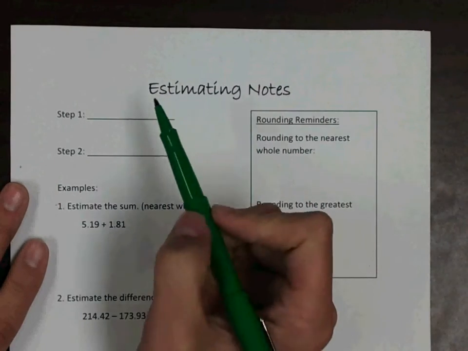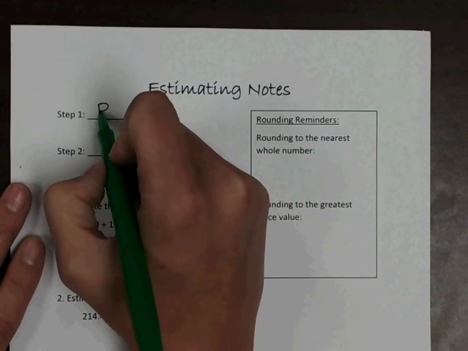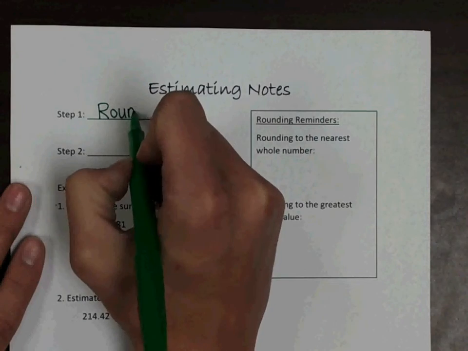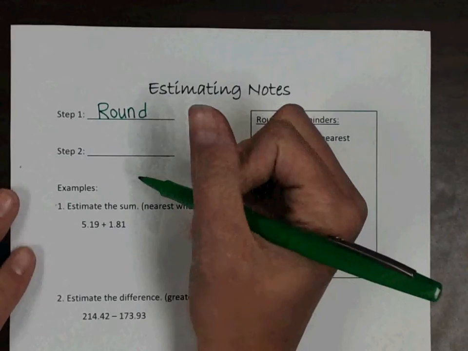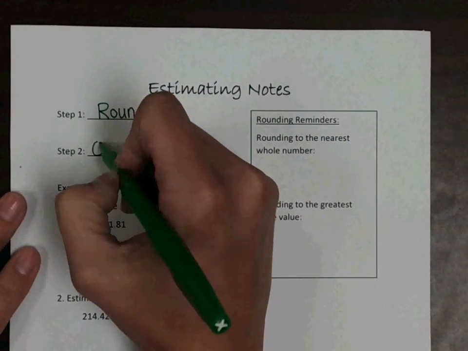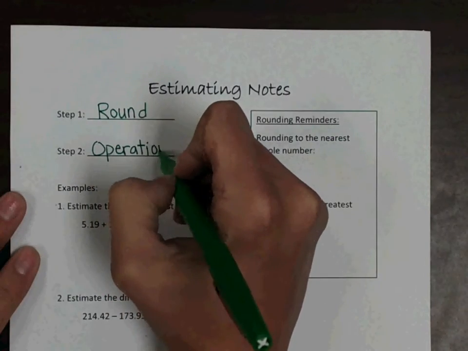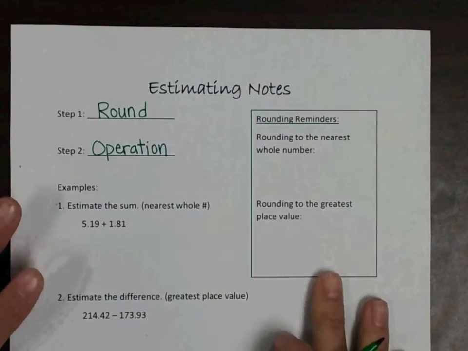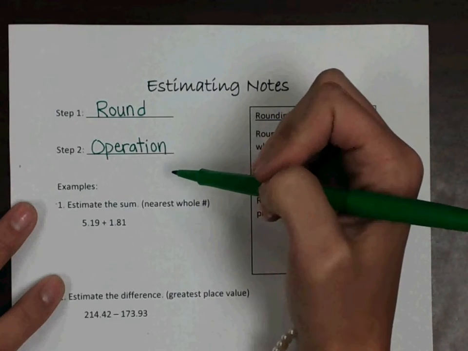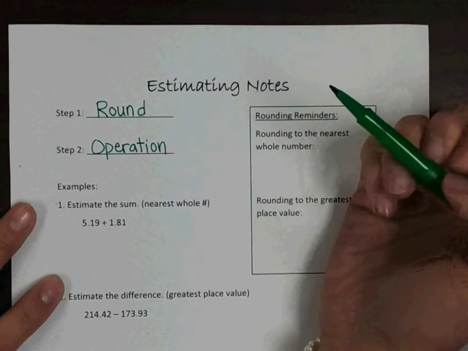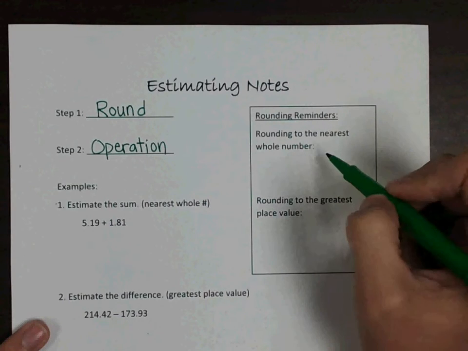So first I'm going to give you two basic steps. The very first step would just simply be to round. Now if you're already at level 3 on this skill, you should already be good at rounding, so that's good. Step 2 is going to be to carry out the operation. That would be adding, subtracting, multiplying, or dividing. So both of these things we should be able to do by now. It's just putting them together that makes this a little bit more difficult, but I think you guys will be great at it. So a couple rounding reminders over here.